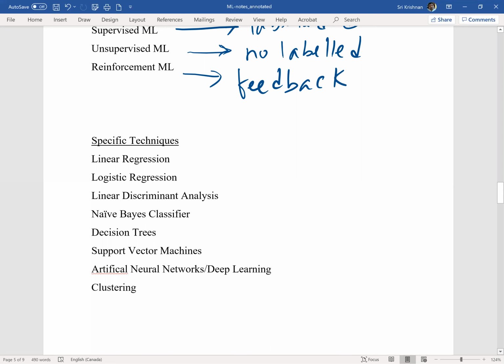There are many methods. The most popular ones are linear regression, logistic regression, LDA or linear discriminant analysis, naive-Bayes classifier, DT or decision trees, SVM or support vector machines, ANN or artificial neural networks / deep learning, and finally clustering techniques. So these are the popular schemes that have been implemented in many biomedical signal classification applications.